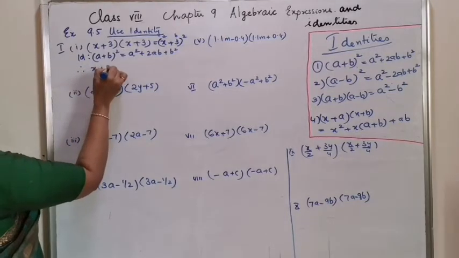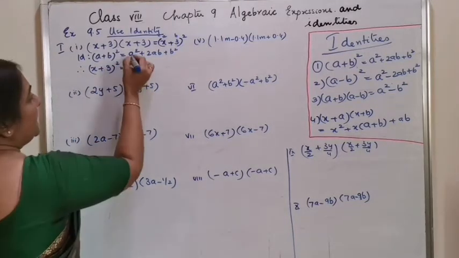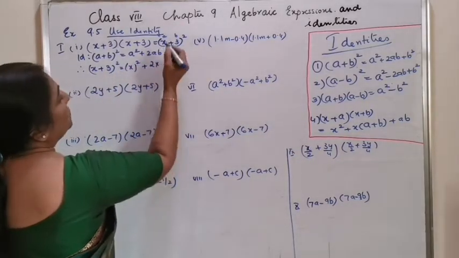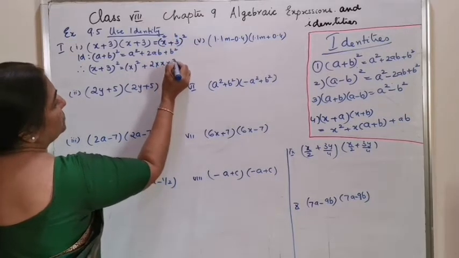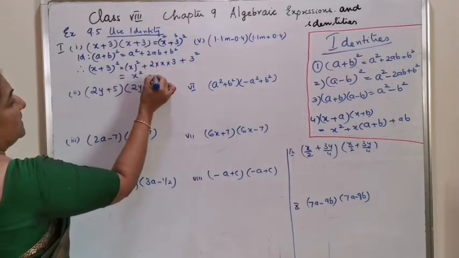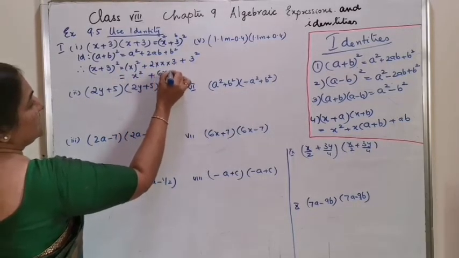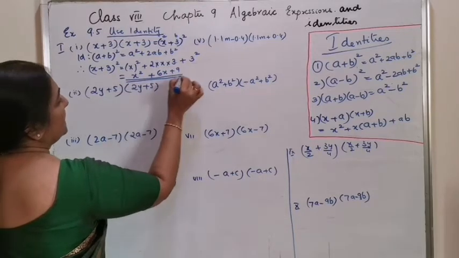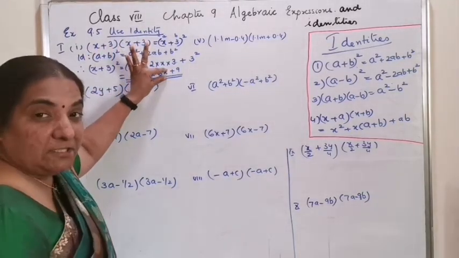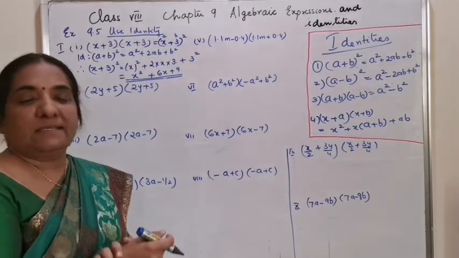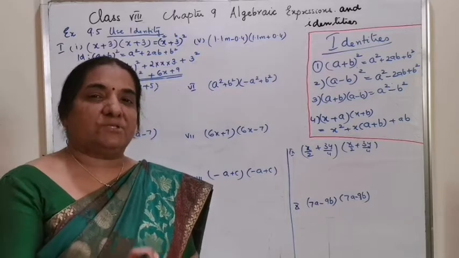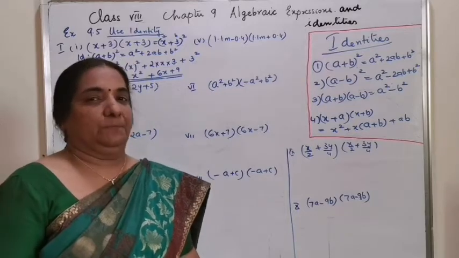Therefore, (x plus 3) the whole square is the same as, instead of a square, you can put x square, plus 2 into a, which is x, into 3, plus 3 square. What is the answer? X square plus 2 into 3 is 6x plus 9. So the answer is x square plus 6x plus 9. X square is one term, 6x is another term, 9 is another term. Nothing can be added if they are all unlike terms. So the answer is x square plus 6x plus 9.